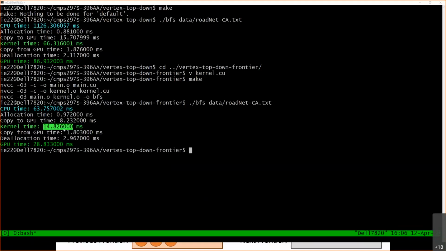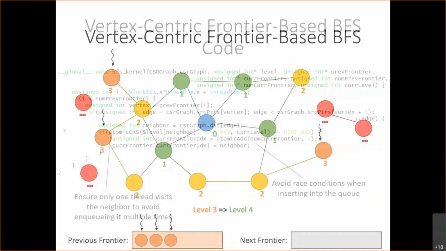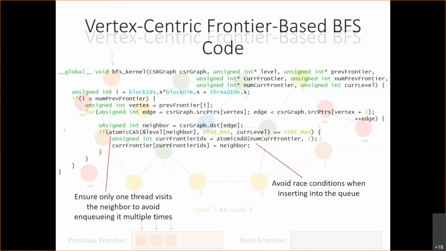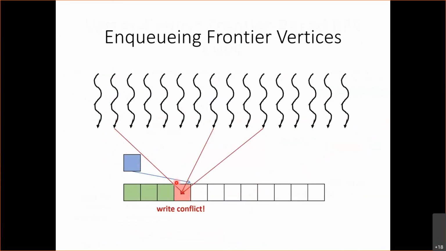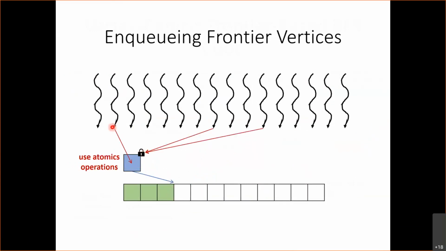Okay. So then this here is the code that we wrote. Just as a review, when we were enqueuing to the frontier, all these threads were trying to update a counter that pointed to the head of the queue. If you had a race condition on the head of the queue, multiple threads would write to the same location in the queue. To solve the race condition, we used atomic operations so that only one thread can increment this counter at a time, and that way we don't have any race conditions when adding to the queue. Okay, so great. We implemented this optimization, got some good performance.